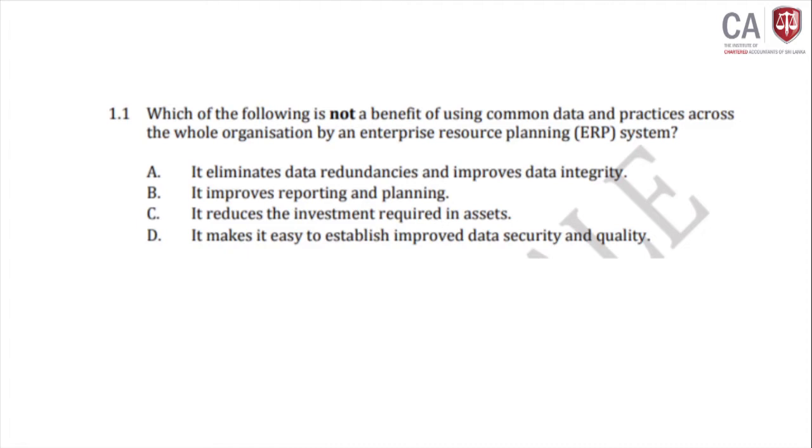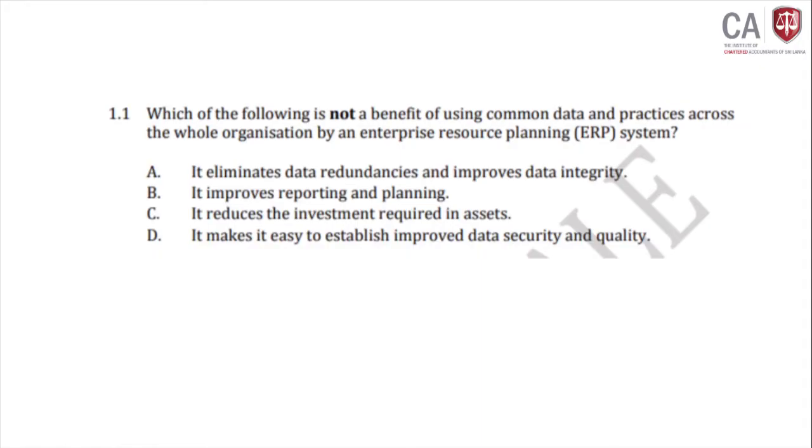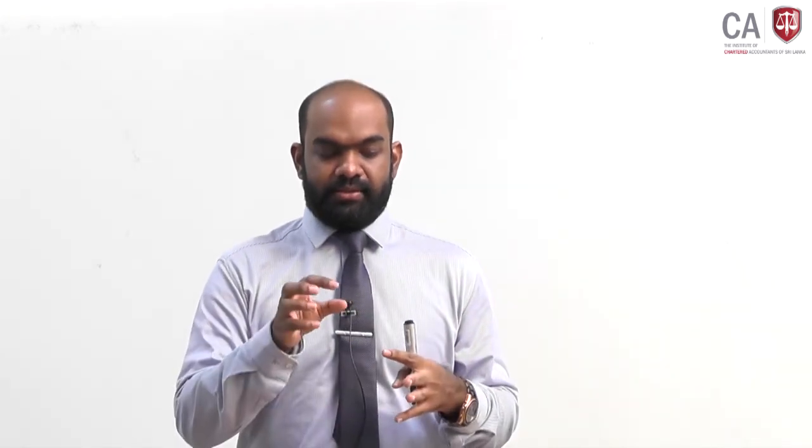But to be specific, this question is asking which is not a benefit of using common data and practices across the whole organization. Therefore, your focus has to be more towards the data side. So C is a benefit, but it's less related to data. That's why option C is slightly different.